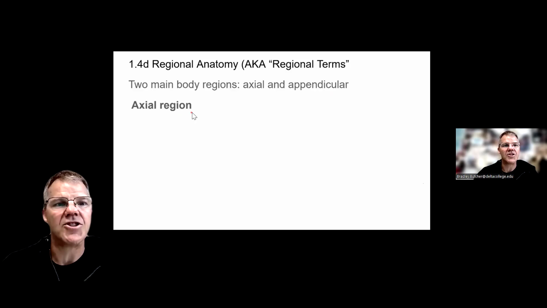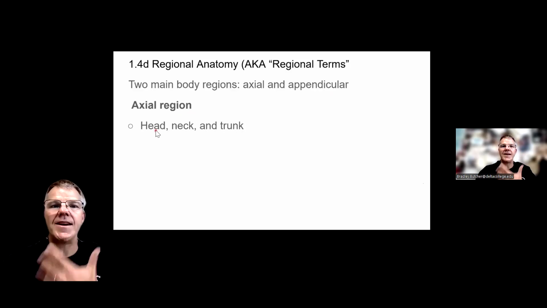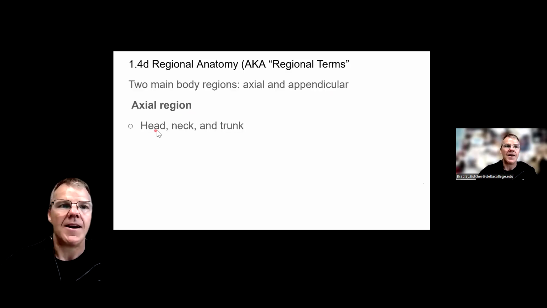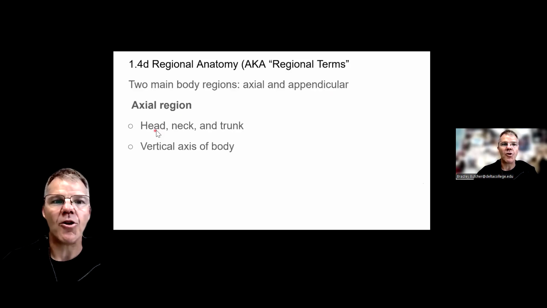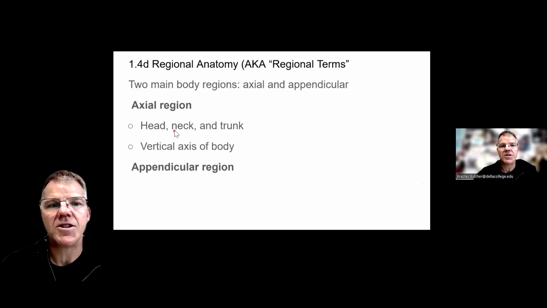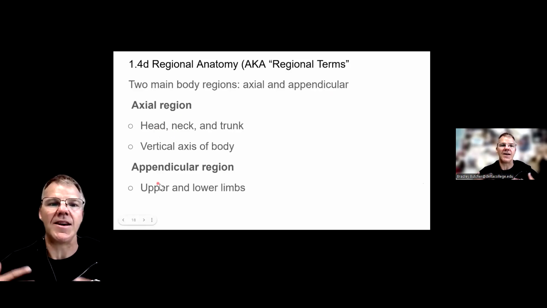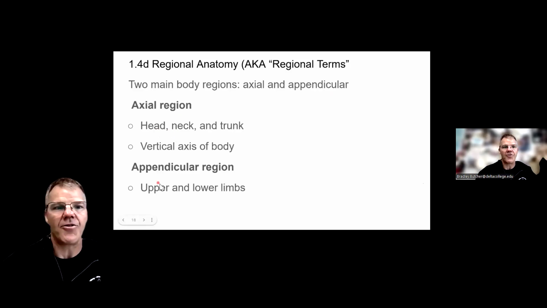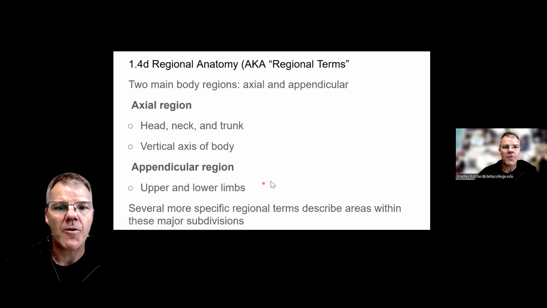So the axial region refers to the head, neck, and trunk area. It's the vertical axis of the body, vertical up and down. The appendicular region refers to all the limbs, things that are hanging off of that trunk. And there are several more specific regional terms that describe these major subdivisions.